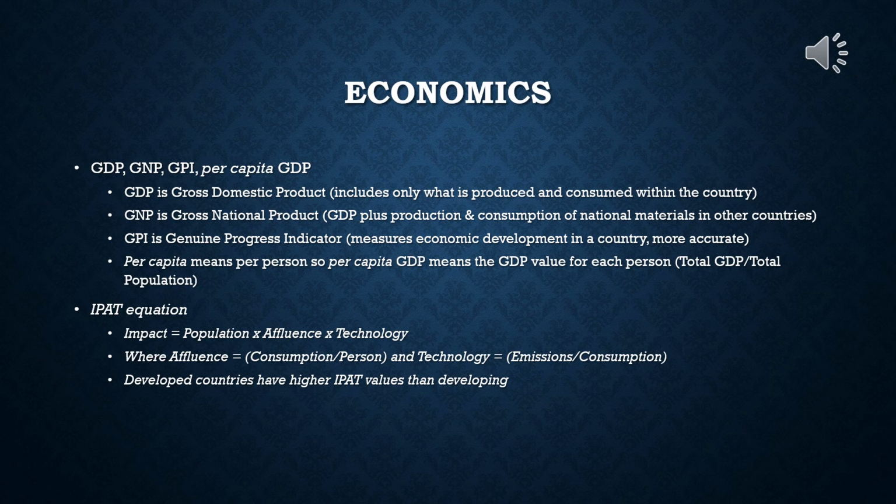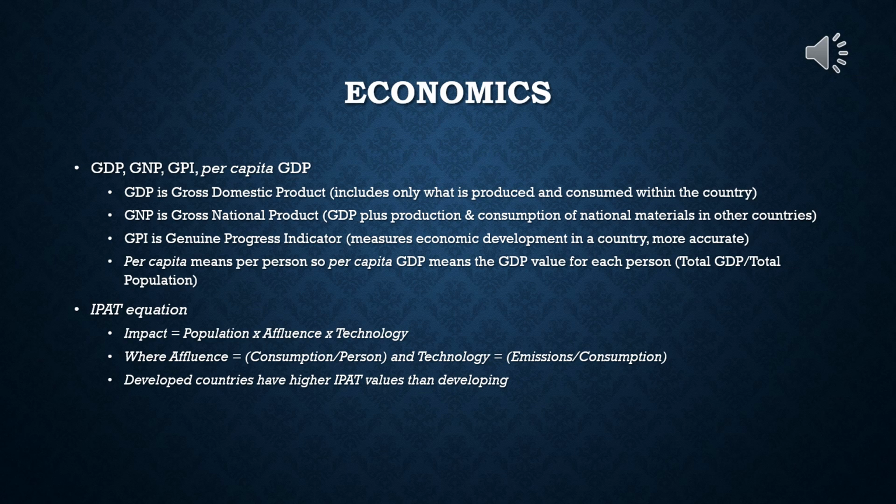GDP is what we call gross domestic product. This includes the value of all of the products and services that are consumed within one country. So this would be in the borders of the United States, for example. Gross national product is a little bit bigger. It includes everything in the GDP, but also the production and consumption of materials from this country in other countries. So this may include everything in the United States, plus how people in the UK consume American products.